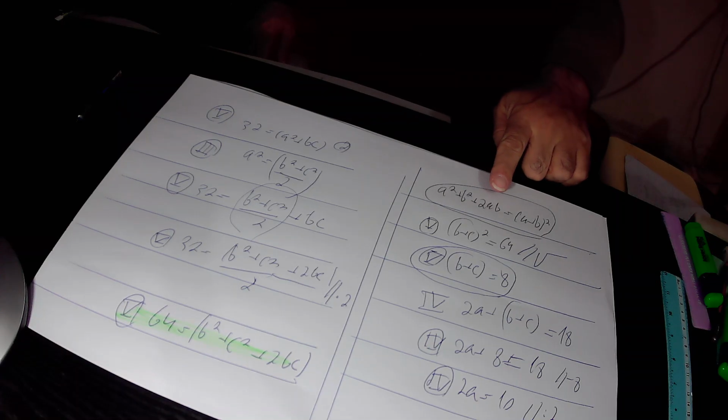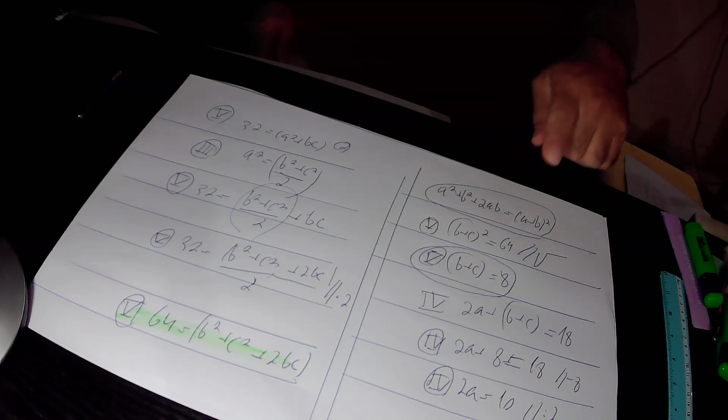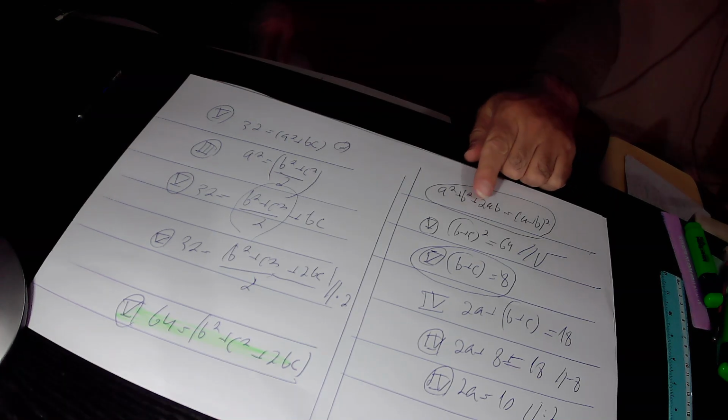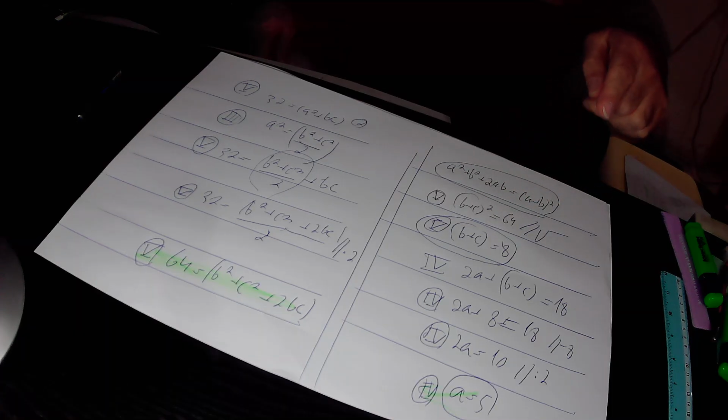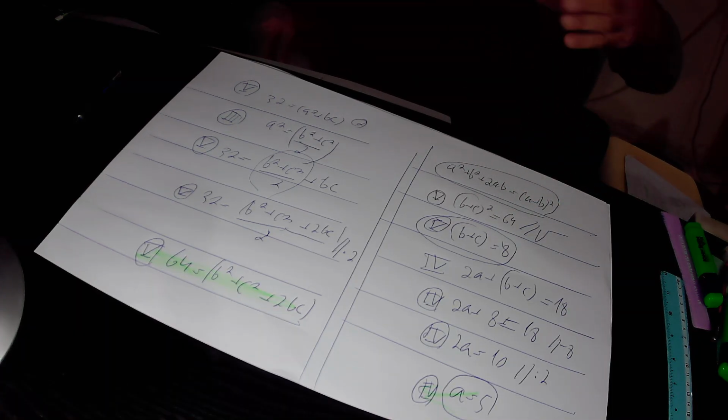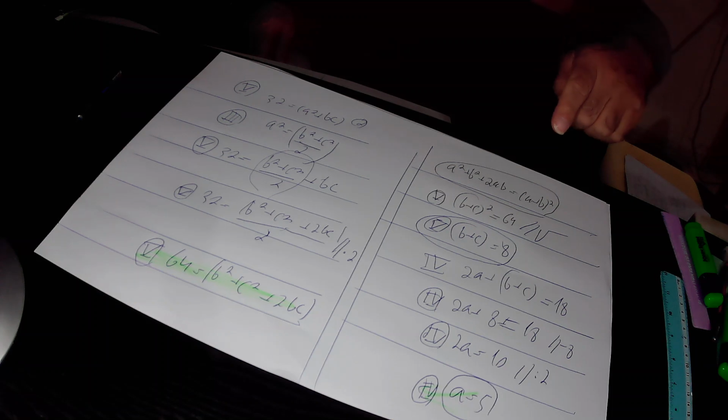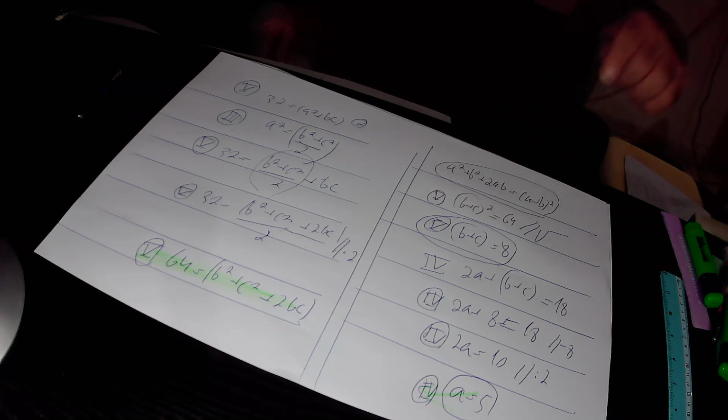So here we took out all of this equation and found out that the square root of (b plus c) squared is b plus c, and the square root of 64 is 8. So in total, according to equation 5, we found out that b plus c equals 8. This is according to equation 5. And according to equation 4, we only found out that 2 times (a plus b plus c) equals 18.